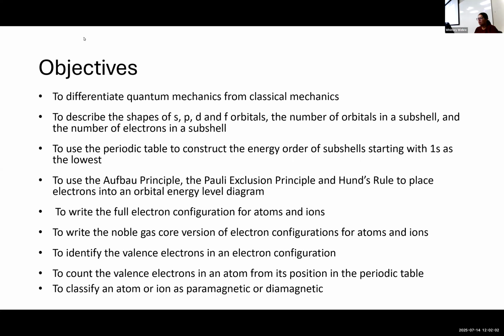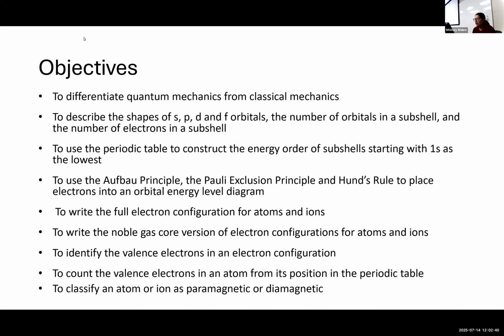The objectives for 3.3 and 3.4 are to differentiate quantum mechanics from classical mechanics. This is more of a physics type of subject. We're going to describe the shapes of these orbitals. You'll see images of what I mean, but we can associate where electrons are based in specific orbitals, whether it be s, p, d, and f. We'll cover the number of orbitals in a subshell and the number of electrons in a subshell. I'm also going to show you how to shorthand. Even though it might be complicated to do it the hard way, there's always an easier method, and I'm going to show you both methods.